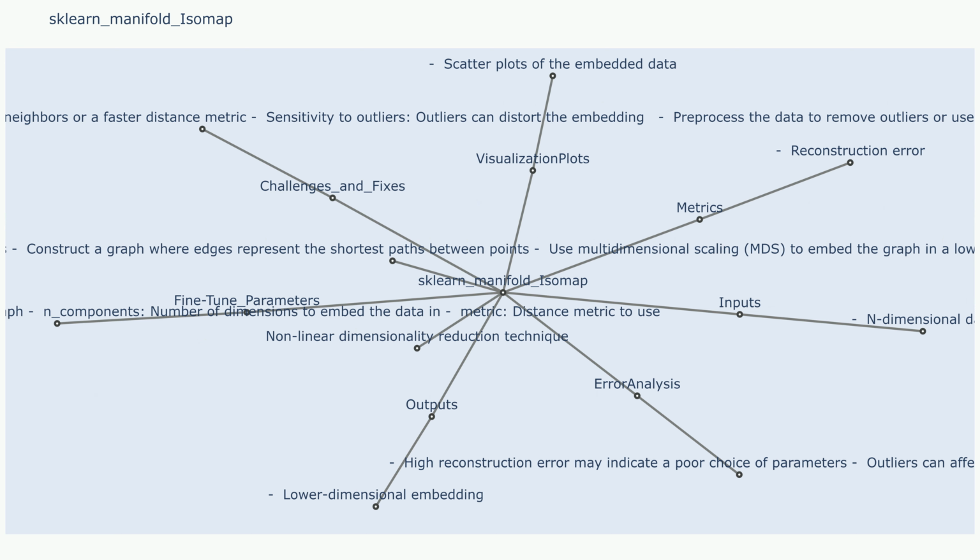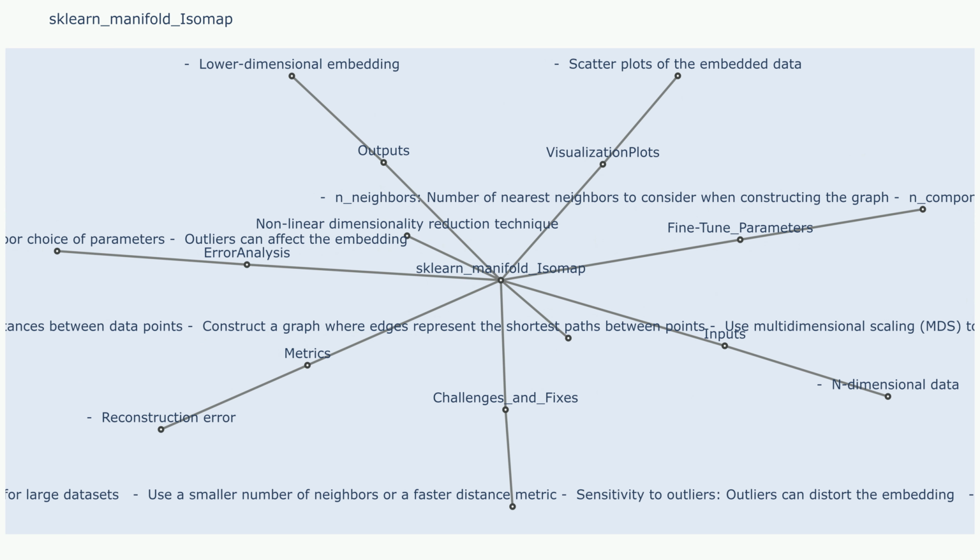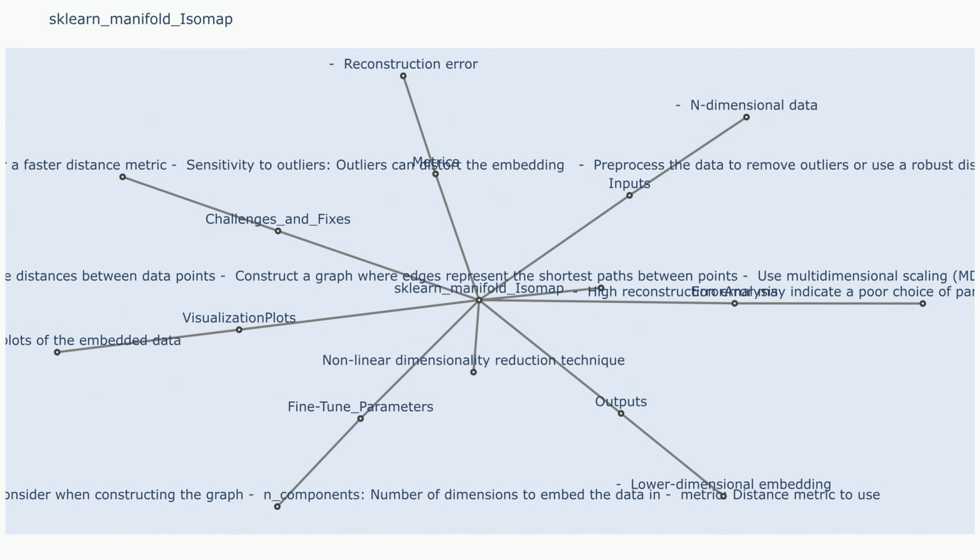Outputs. Embedding: the resulting low-dimensional embedding of the data, a NumPy array of shape (n_samples, n_components), where n_components is the desired dimensionality of the embedding. Reconstruction error: the reconstruction error of the embedding, which measures the difference between the original distances in the high-dimensional space and pairwise distances in the low-dimensional embedding.